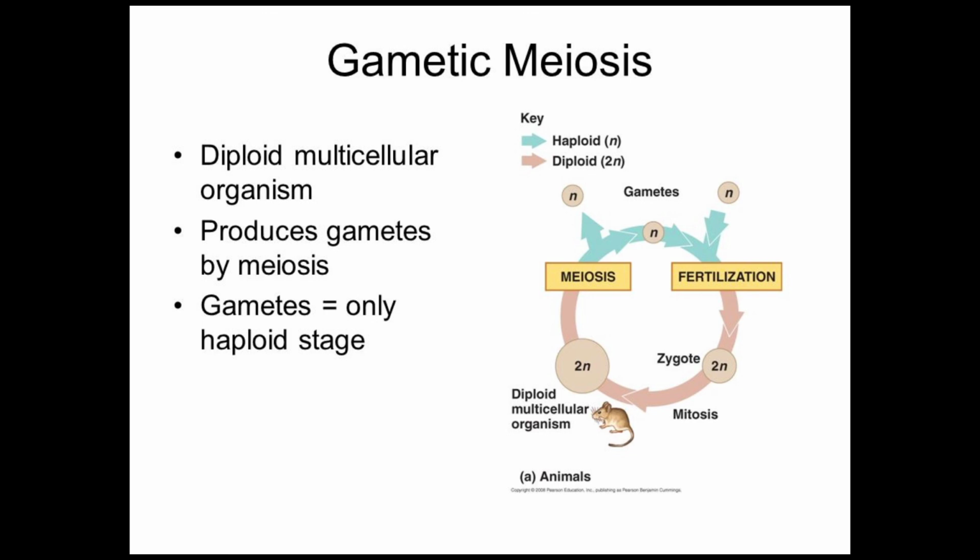So these haploid cells will undergo fertilization, and after fertilization occurs, it will create a zygote, which is once again back into a diploid individual, and the cycle will repeat and repeat all over again.